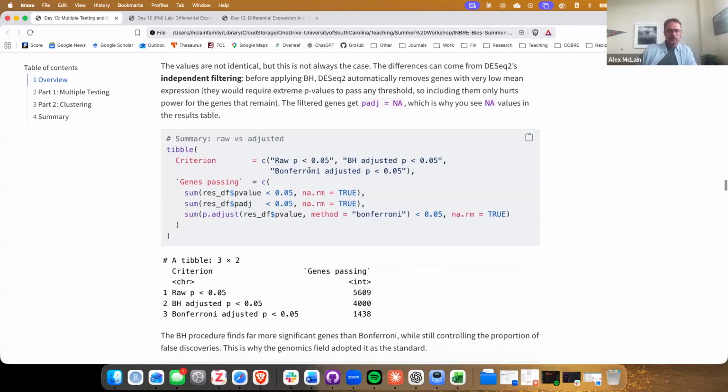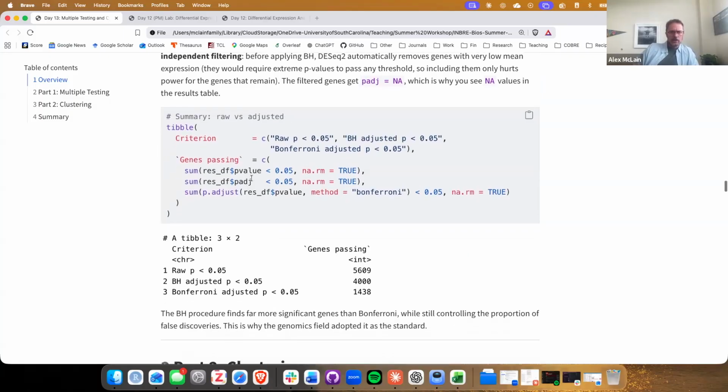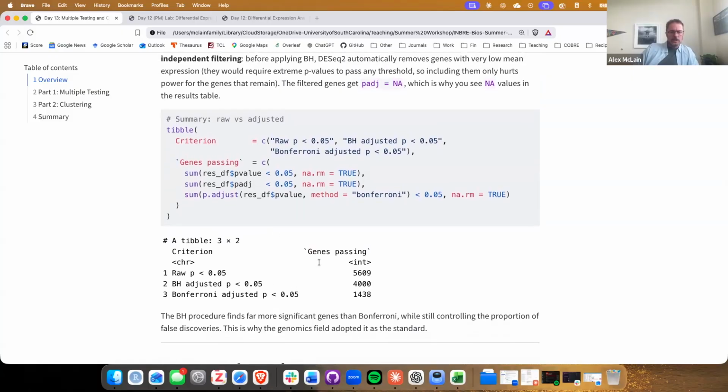How many do we reject? Looking at the three criteria here, for the raw p-values we would reject 5,600 genes, way too many. The BH rejects 4,000, so 1,600 less than the raw p-values at 0.05. The Bonferroni is all the way down at 1,400.